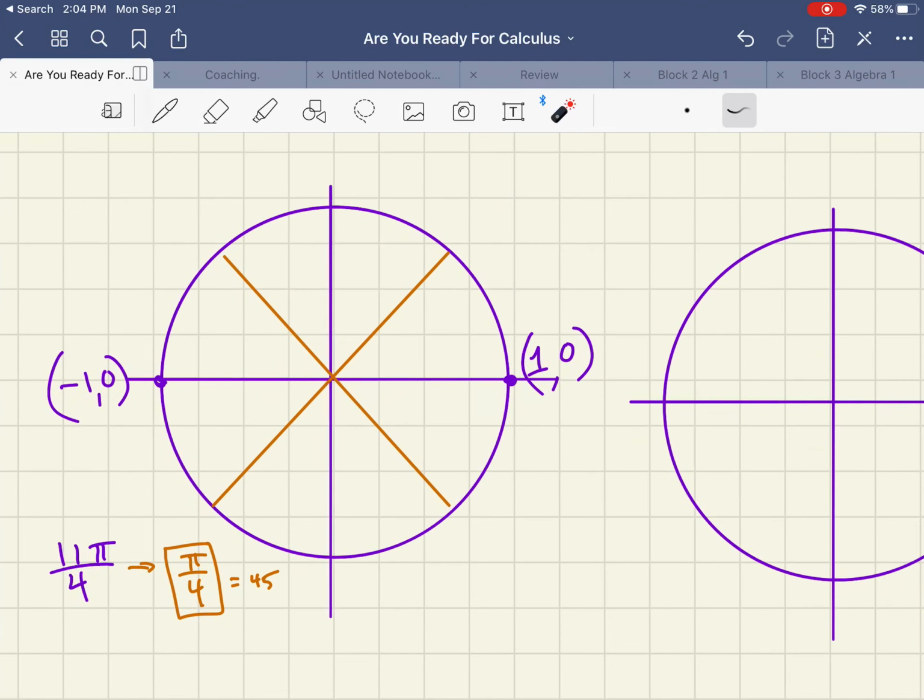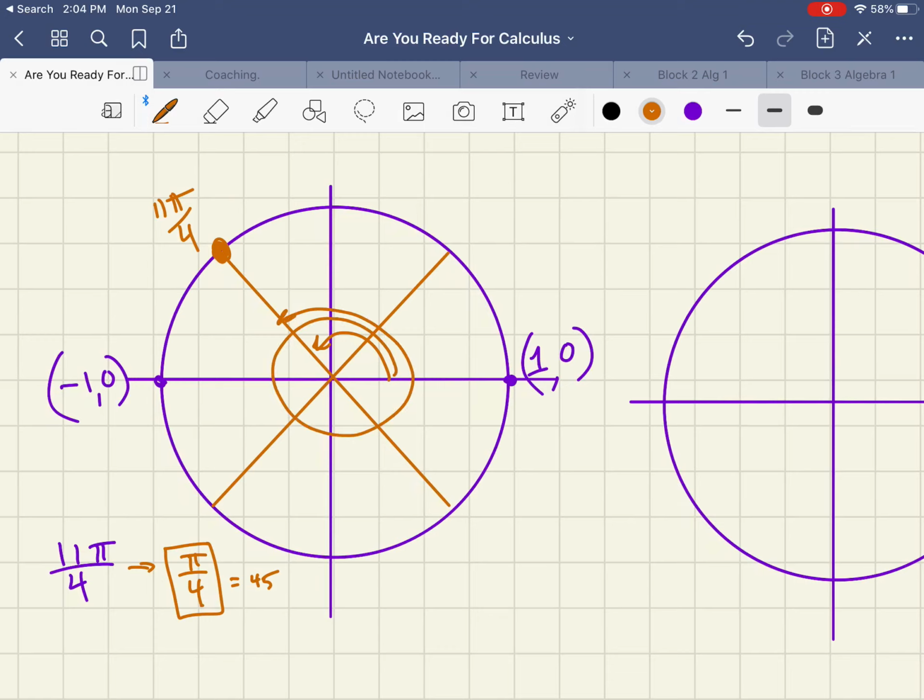This point is the same as 11 pi over 4. It's the same as 3 pi over 4, right? They're the same position. I just have a different magnitude of the rotation for 11 pi over 4.